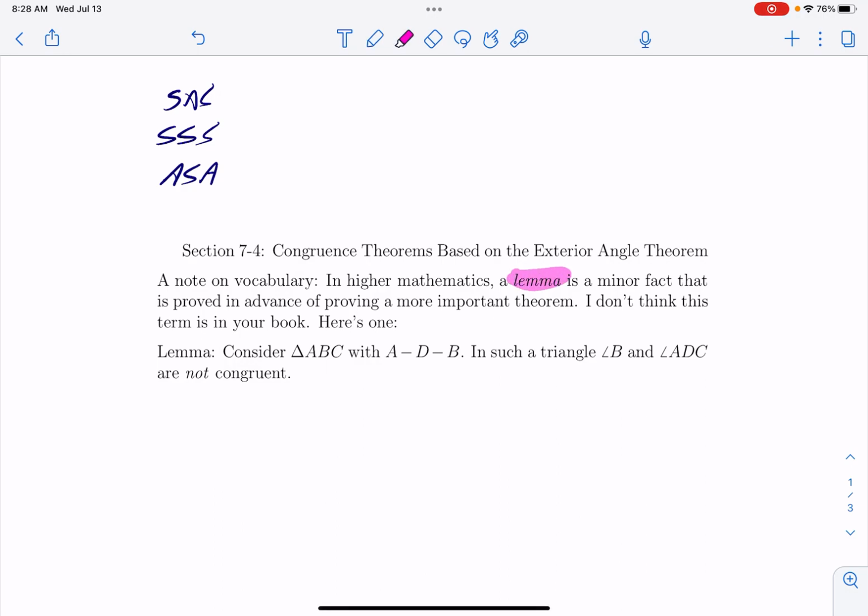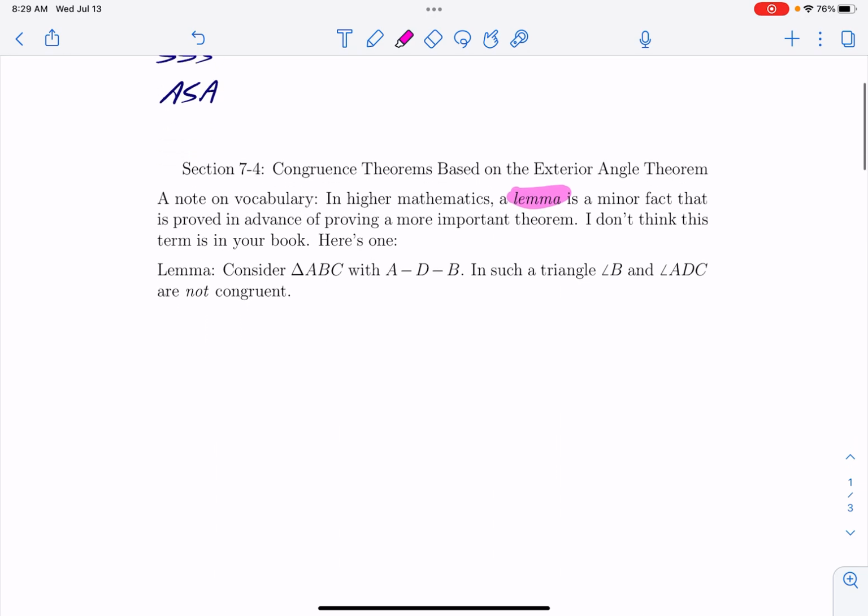So in higher mathematics, a lemma is a minor fact that's proved in advance of proving a more important theorem. So we know we're going to need this fact very soon, so we just prove it by itself to get it out of the way. So here's the lemma we're going to use here.